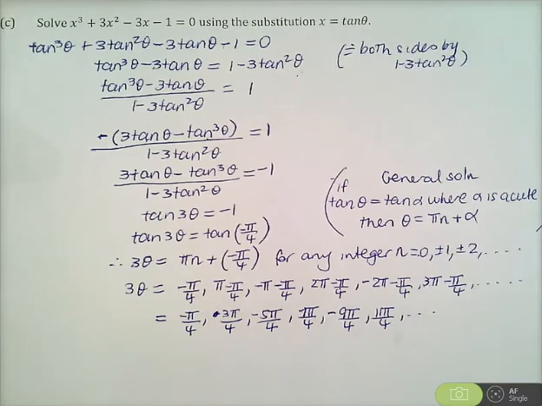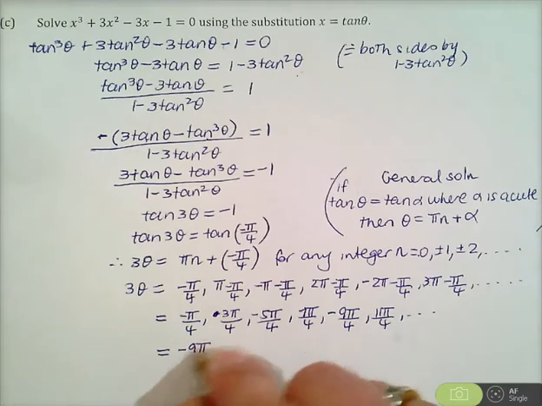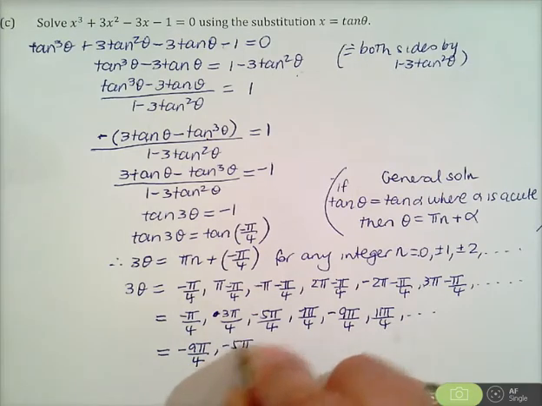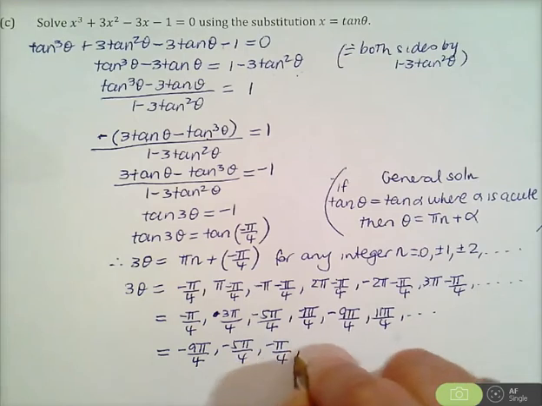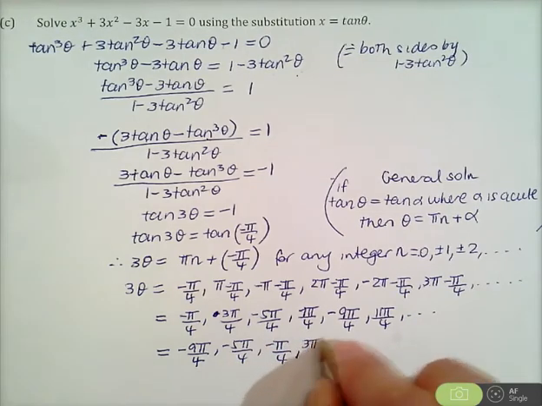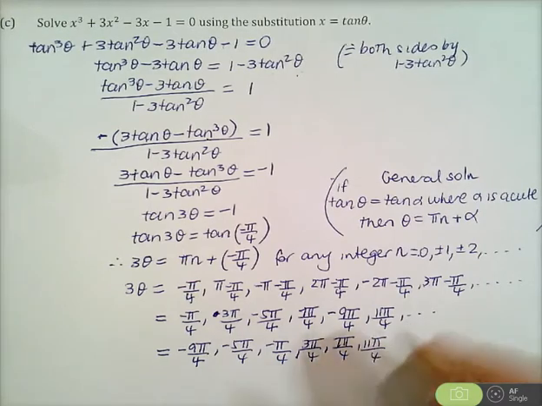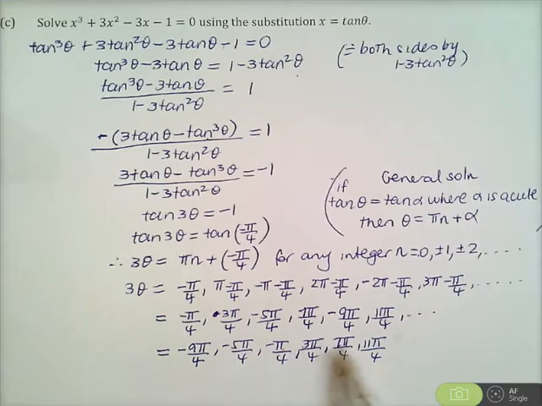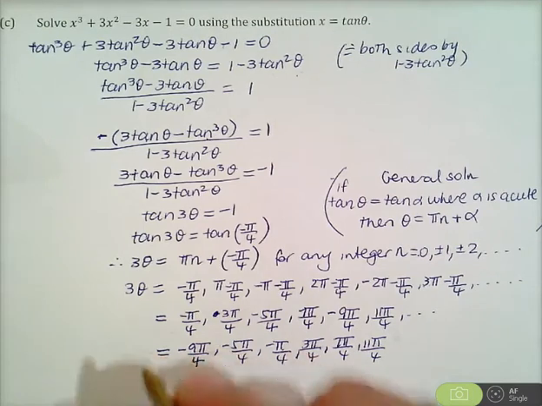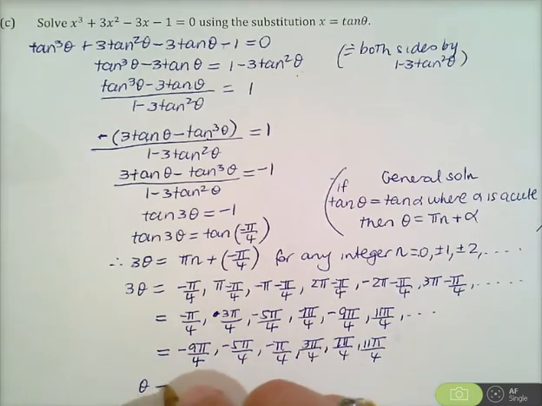Now I'm going to put them into some order. They're sort of out of order. I could put the negative ones together and the positive ones together. So I'm going to get them in order: negative 9 pi on 4, minus 5 pi on 4, minus pi on 4. And then we've got 3 pi on 4, 7 pi on 4, 11 pi on 4. You can see that the numerator increases by 4 pi. And now that's what 3 theta is.